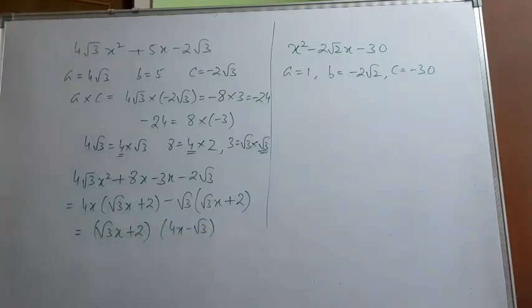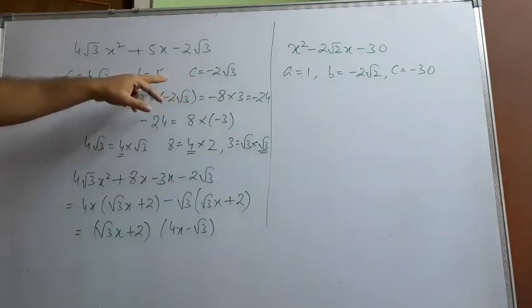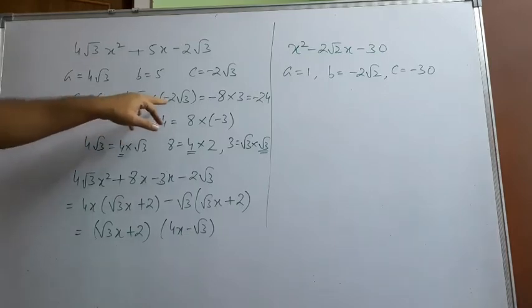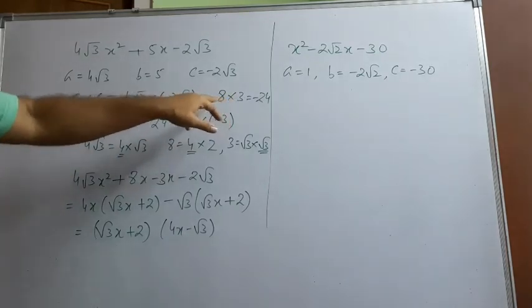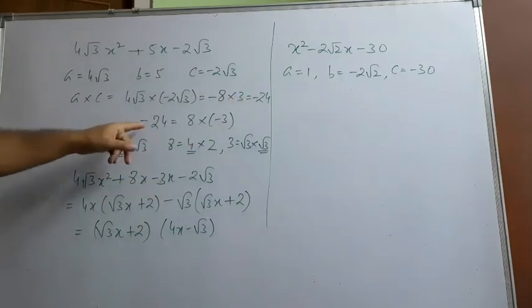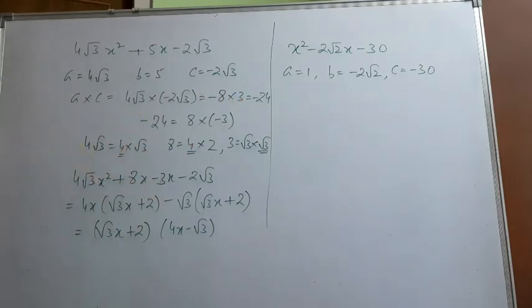If you see here in this example, A and C, they are irrational, B is rational. First we multiply A and C. My answer is 4 into 2, 8, root 3 into root 3, 3, positive, negative, negative 24. Then I have to factorize negative 24. One factor will be positive, one factor will be negative. As B is positive, so bigger factor is positive, so I take 8 and minus 3. Okay, so I write it as 8x and minus 3x.